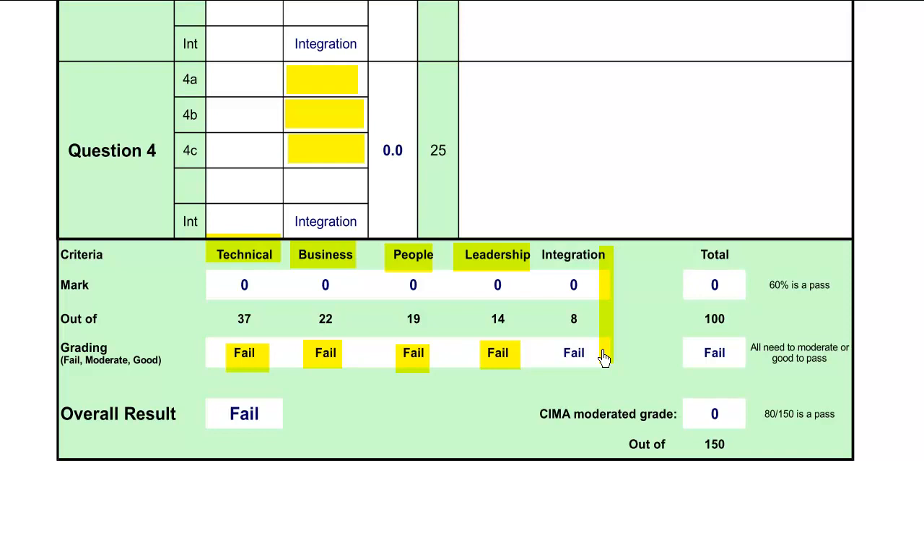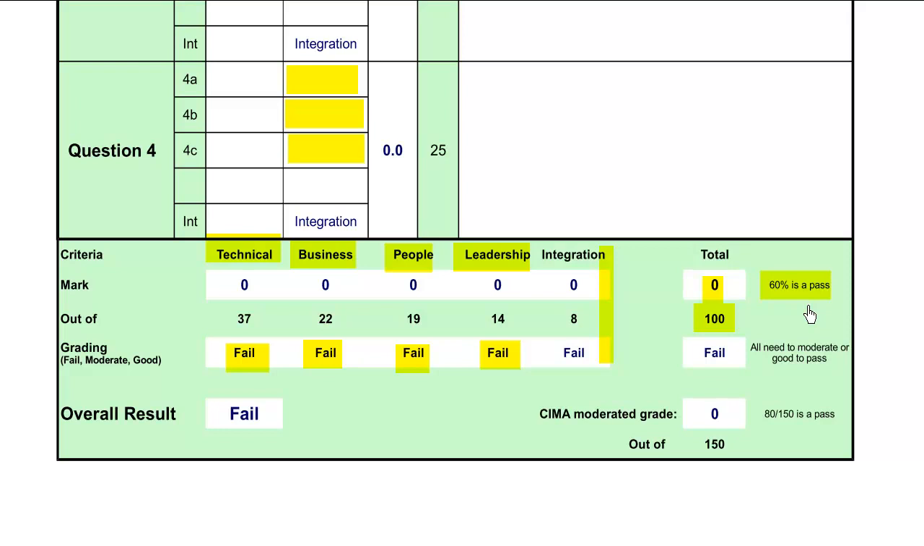Now, we actually give you a total mark in 2 ways. Firstly, we give you a mark out of 100. This is the way that CIMA do it as well. So we're kind of doing it in the same way, where you should see 60% as being a pass. But of course, in the real exam, you get your marks sort of strangely, bizarrely out of 150.